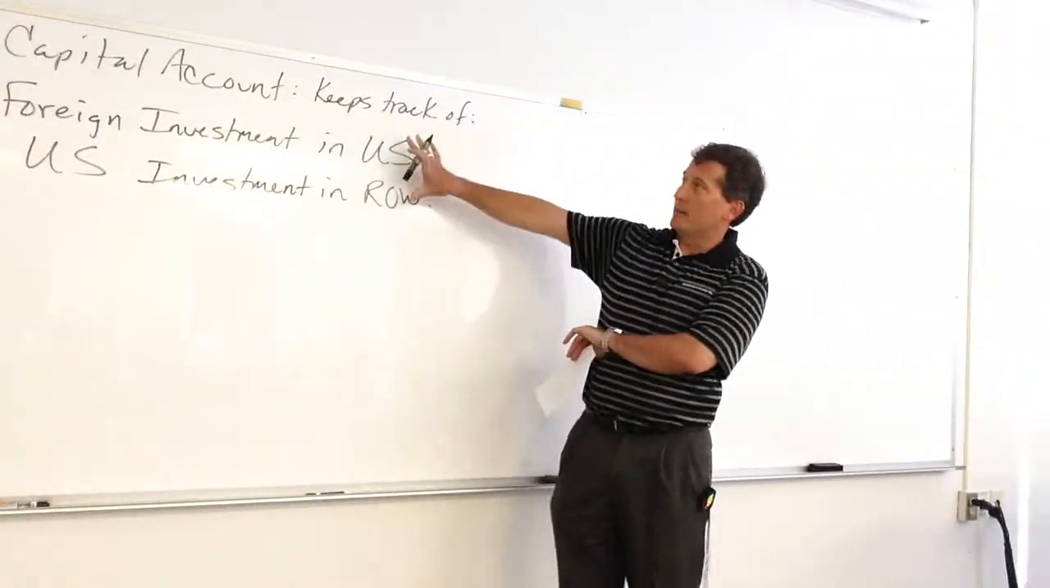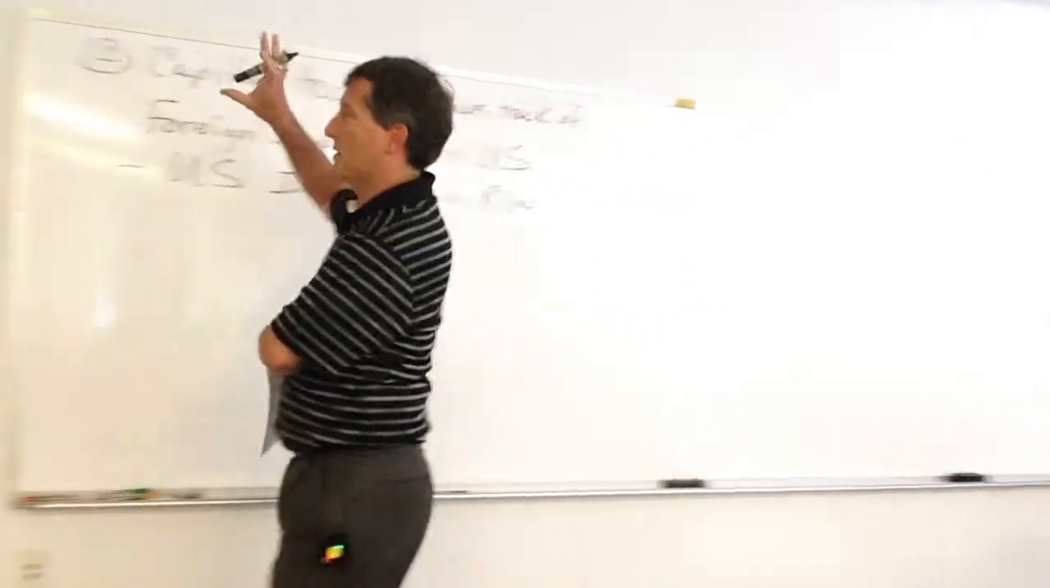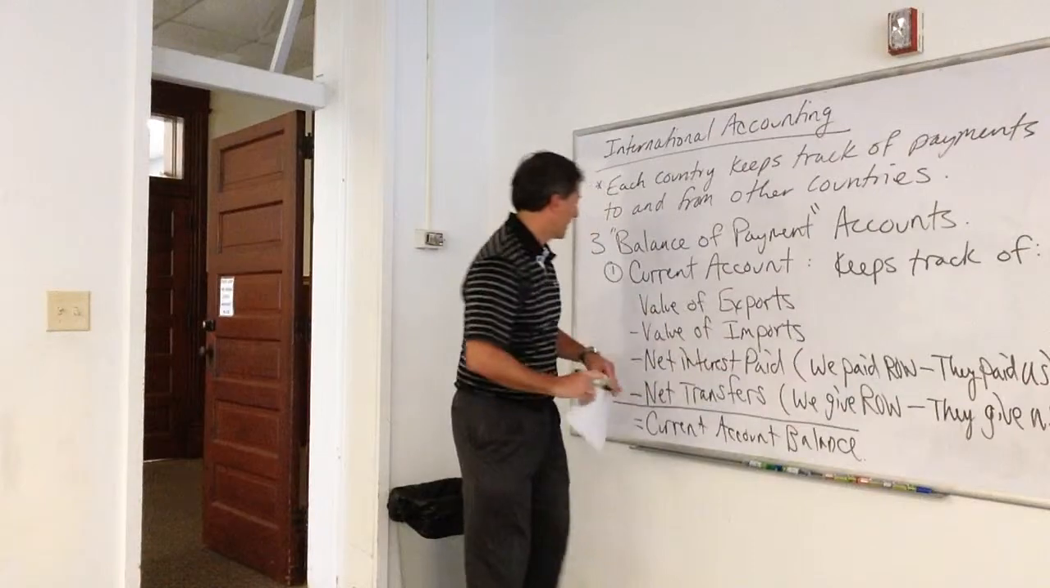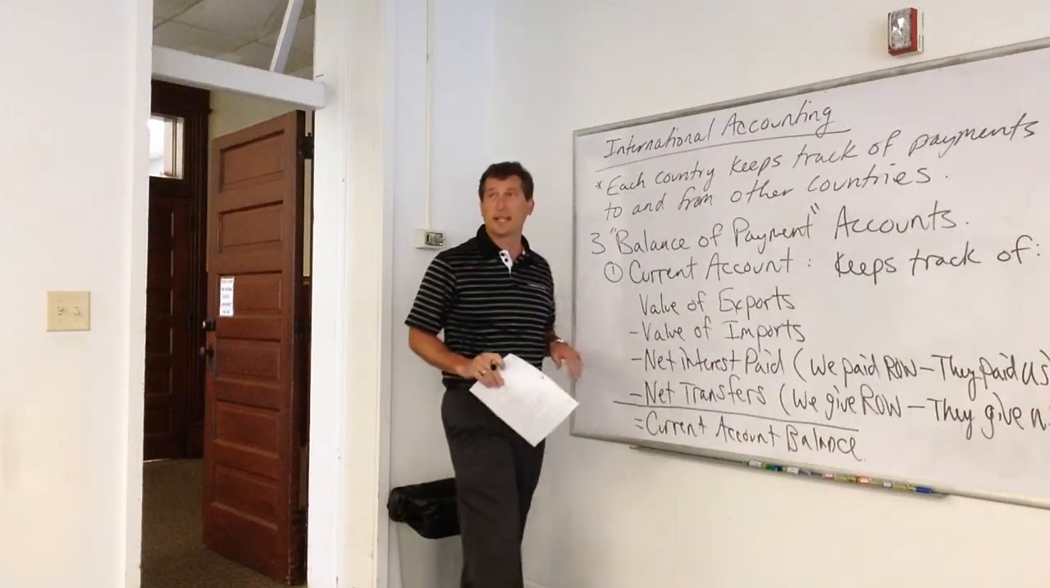How does this contrast with this one that we just did? What's going on here with that versus net interest paid?